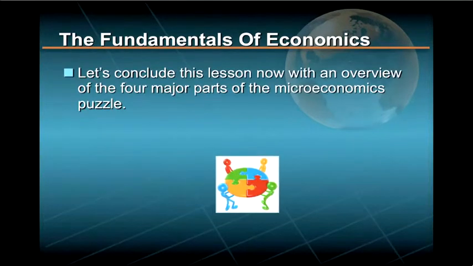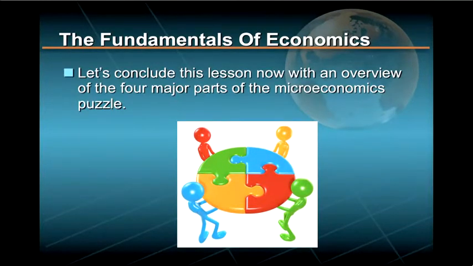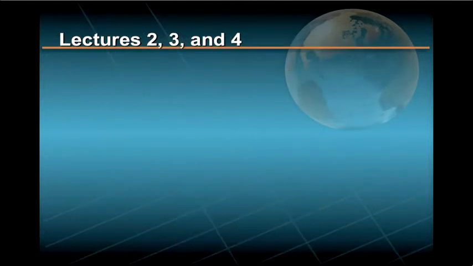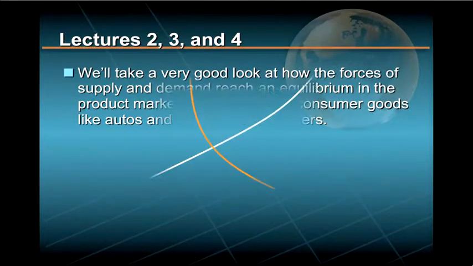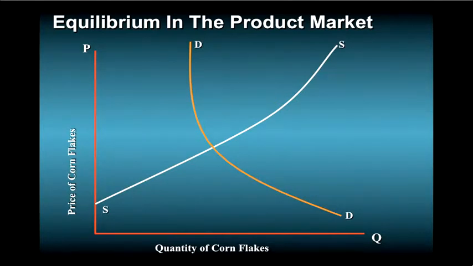Let's conclude this lesson now with an overview of the four major parts of the microeconomics puzzle that you will be studying over the next few months. In lectures 2 through 4, we'll take a very good look at how the forces of supply and demand reach an equilibrium in the product market, the market for consumer goods like autos and shoes and computers. This figure shows just such an equilibrium.